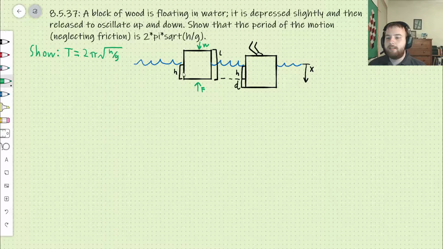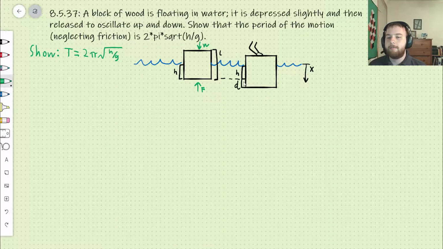And when it's at rest, the block is sitting h units below the surface of the water. The block is also L units tall. And then when somebody comes along and pushes it down, the difference between H and where the bottom of the block is, is this fancy letter D. We're going to be using the letter D for at least one other thing in this problem.